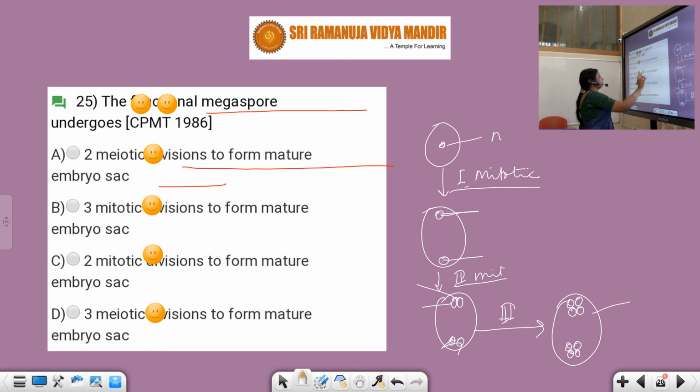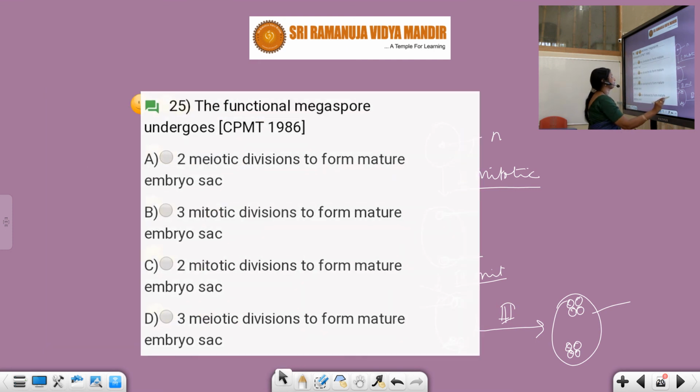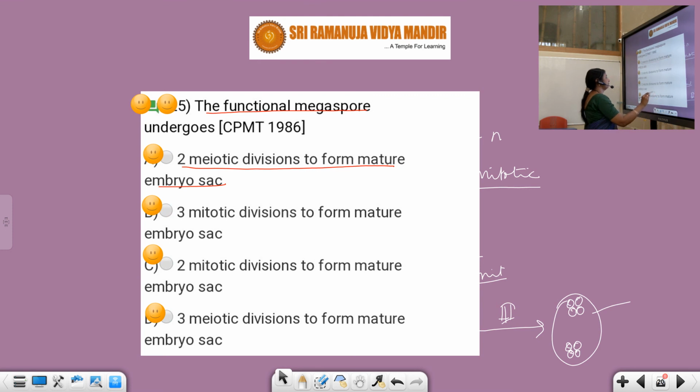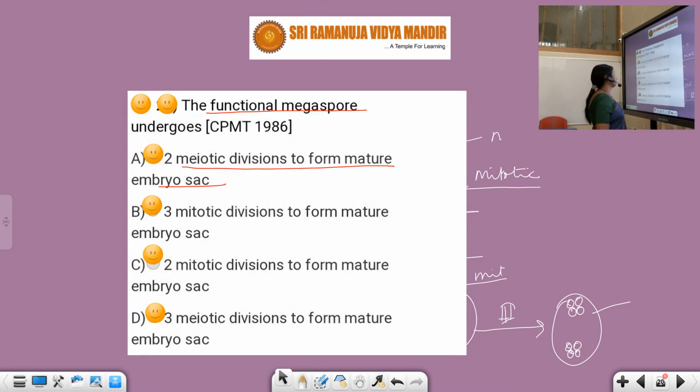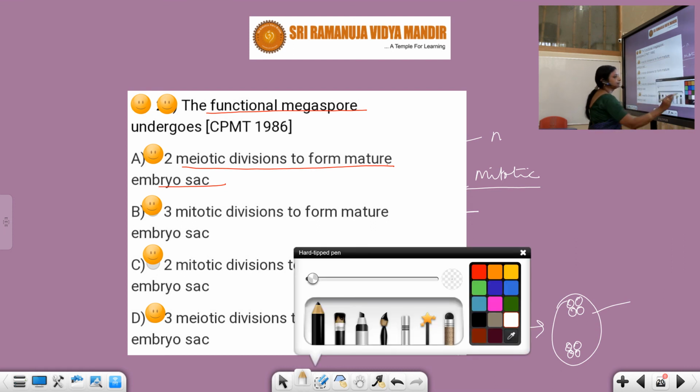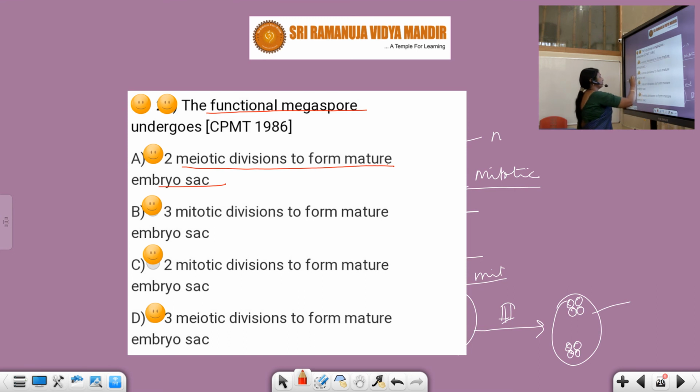The functional megaspore undergoes 3 mitotic divisions to form the mature embryo sac. So what is the answer? B is the answer.